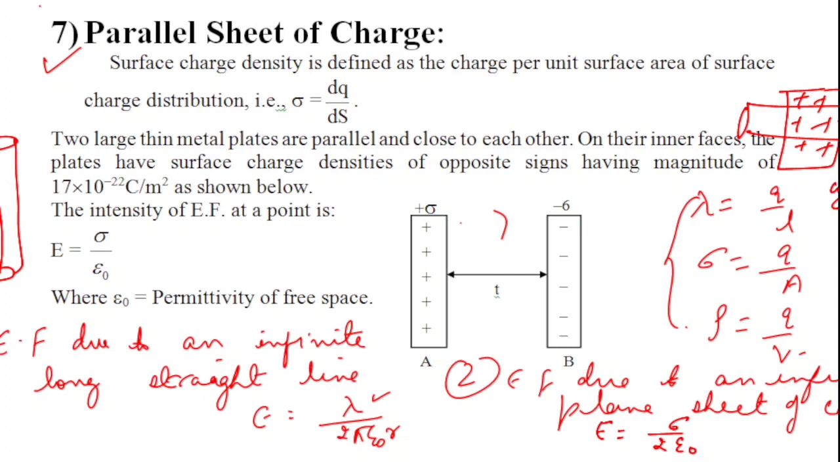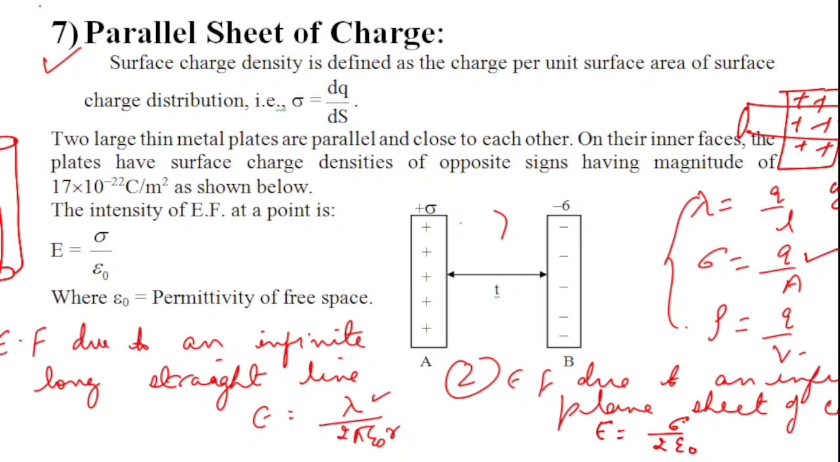So in case of plane sheet of charge, the electric field is sigma by 2 epsilon naught, if sigma is surface charge density, charge per unit area. If it is negative charge, then it means minus sigma by 2 epsilon naught. So these things you know right now.